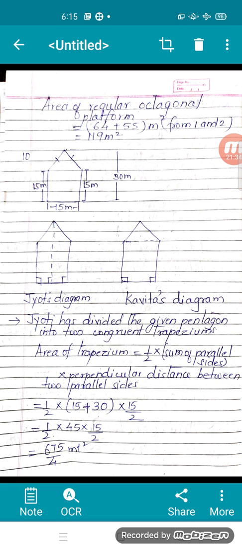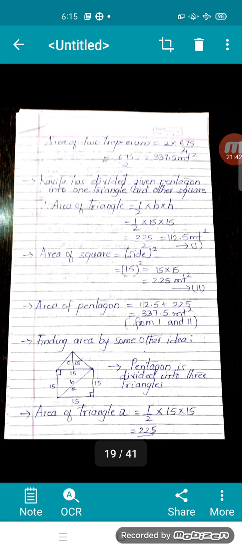So half into (15 plus 30) into 15 upon 2. So you get the answer 675 upon 4 meters square. Is it clear? So the area of two trapeziums will be 2 into 675 upon 4. So you get 337.5 meters square.